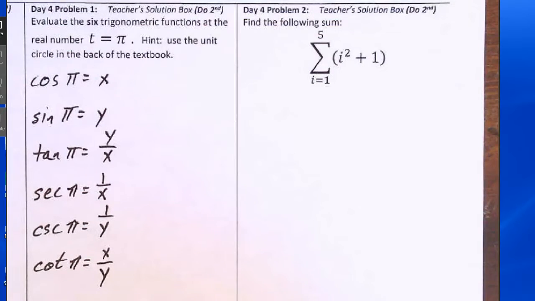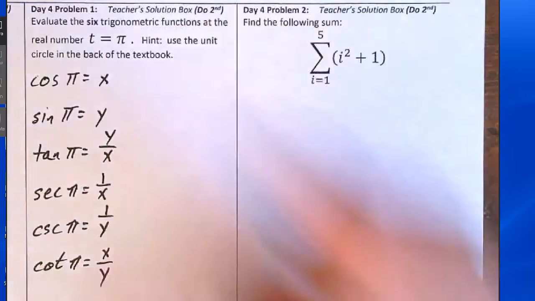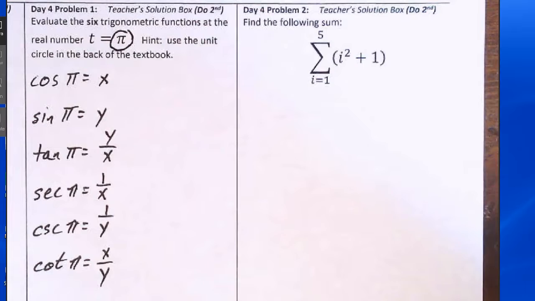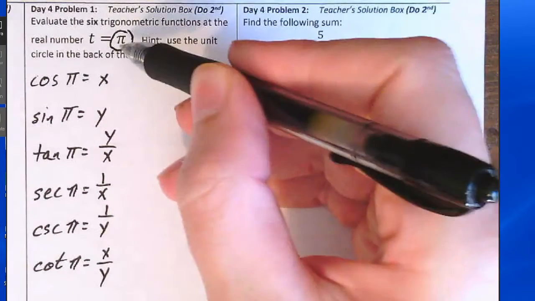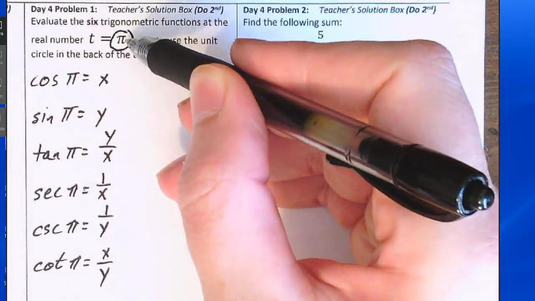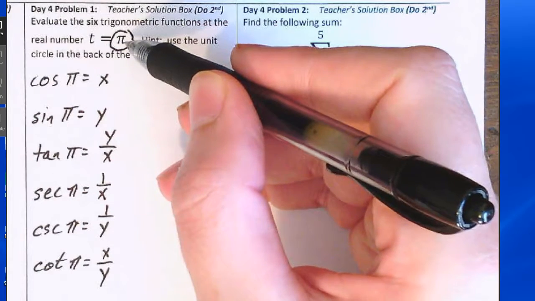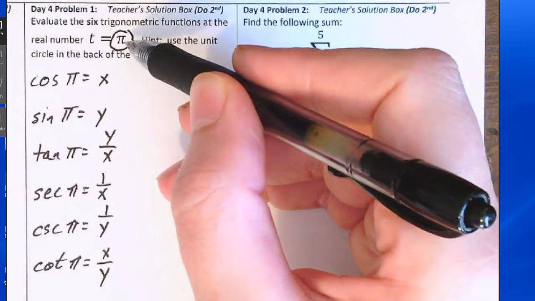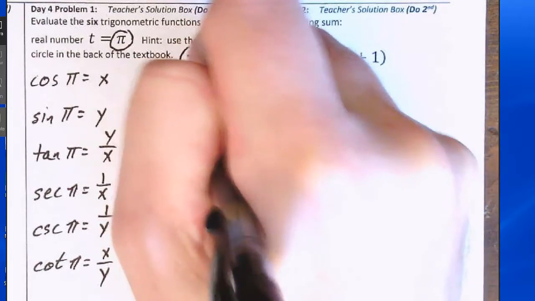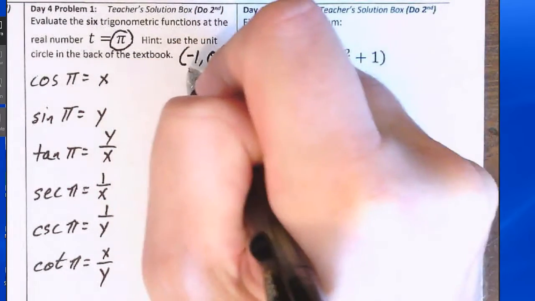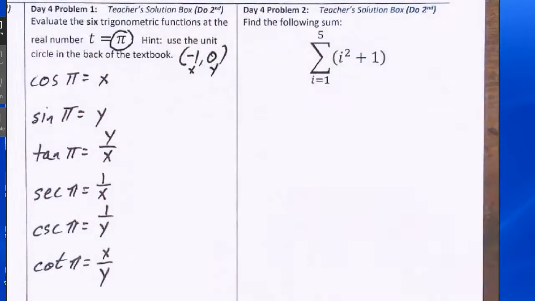Our next step is to use the unit circle in the back of the textbook and find where a pi radian angle hits the unit circle. And it hits on the far left of the unit circle. A pi radian angle is equivalent to 180 degrees. If you start at 0 and swing 180 degrees around the circle, you'll end up going halfway around and end up at the leftmost point of the circle. That will have the ordered pair -1, 0. Remember, the first number is x, the second number is y.